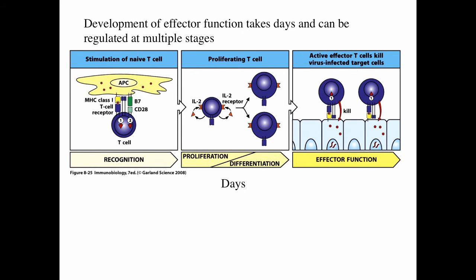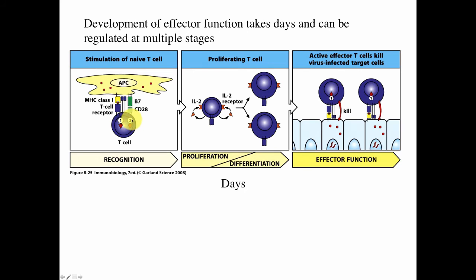And so this development of effector function is something that's relatively slow. It takes days, and it can be regulated at multiple stages. So it can be regulated at this initial stage where this initial naive T cell is being activated by T cell receptor engagement with MHC peptide complexes. And in this case, this is a CD8 T cell, so it's a T cell receptor recognizing MHC class I peptide complexes, and it gets a signal through its T cell receptor.